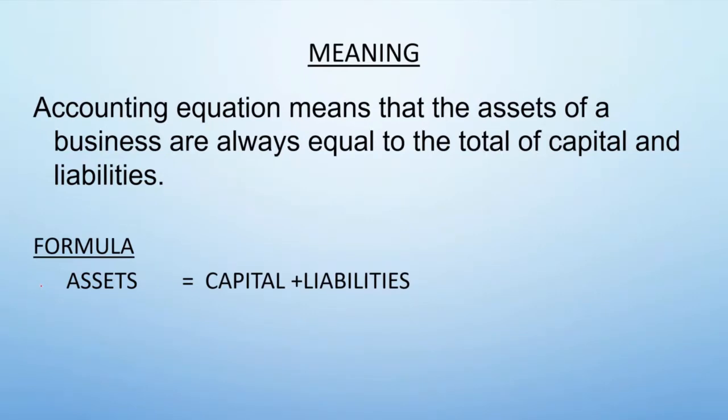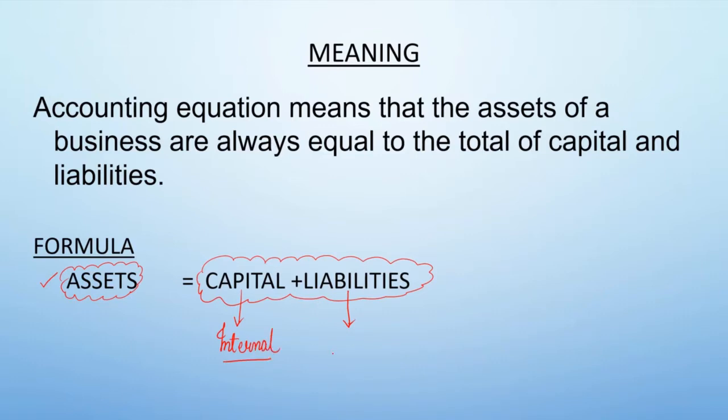Here, on one side we have the assets, which present the total assets of the business or the firm. The other side is of the total liabilities. When we talk about the total liabilities in a business, we have the internal liability as well as the external liability. Which is the internal liability? Capital is the only internal liability for the business.